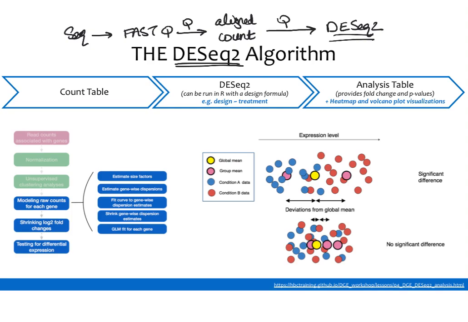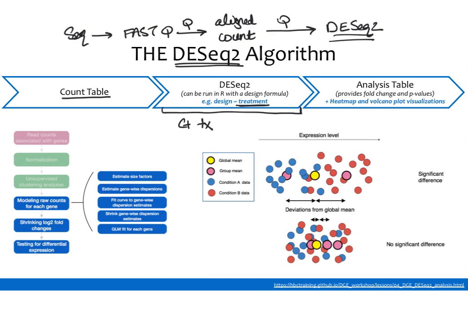So what DESeq2 is doing is it's taking in your count table, it's running it through, usually it can be run in R, it's running it through DESeq2 with some sort of design formula. So your design formula is going to tell it what is the change that I've made. So in this case, my design might be just treatment, and so that tells DESeq2 that I have a control and I have a treatment.